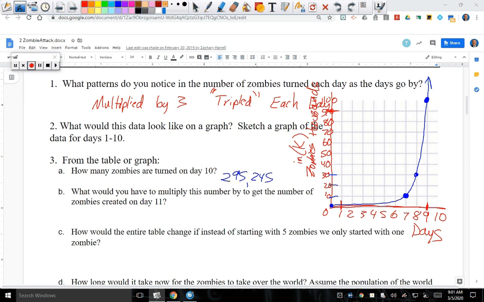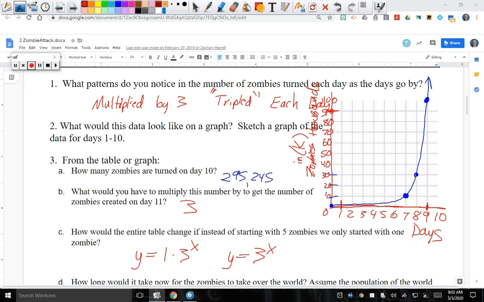Alright, so now B says, what would you have to multiply this number by to get the number created on day 11? Anyone? 3. C says, how would the entire table change if instead of starting at 5, we only started with 1? Instead of starting with 5 infected zombies, we only started with 1. The equation was 5 times 3 to the power of x, so it would be 1 times 3 to the power of x, or just 3 to the power of x. You're exactly right.